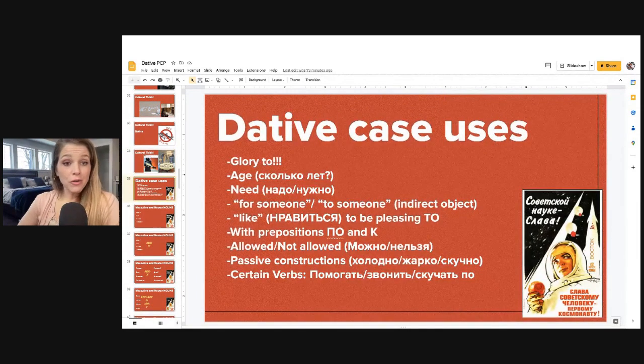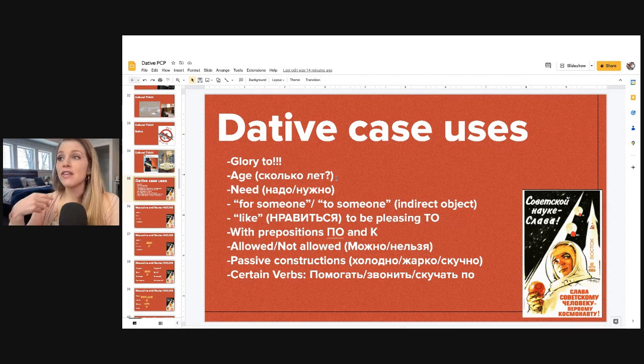So as we learned from the last video, and as I elaborated more in the worksheets I made, these are all of the various uses we've noticed so far for the dative case, such as in a lot of these Soviet propaganda posters: Слава Советской науке, Слава первому космонавту, and stuff like that. So, glory to.